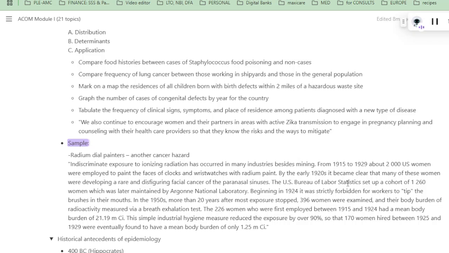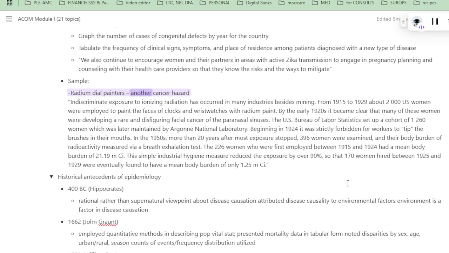Sample: radium dial painters, another cancer hazard. Indiscriminate exposure to ionizing radiation has occurred in many industries besides mining. From 1915 to 1929, about 2,000 U.S. women were employed to paint the faces of clocks and wristwatches with radium paint. By the early 1920s, it became clear that many of these women were developing a rare and disfiguring facial cancer of the paranasal sinuses.